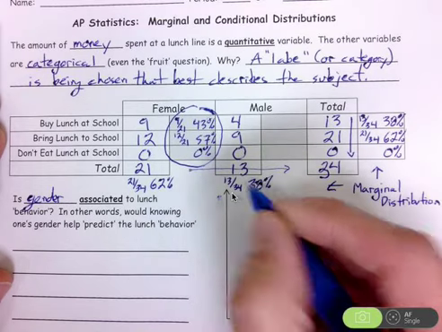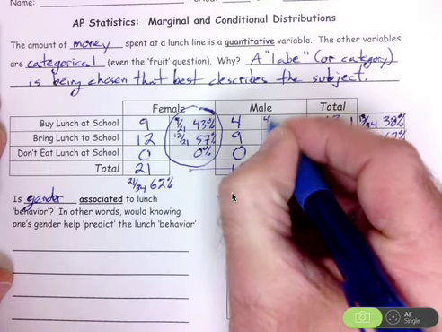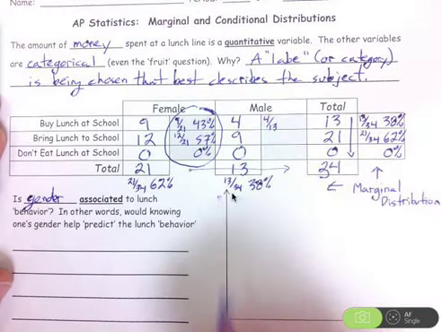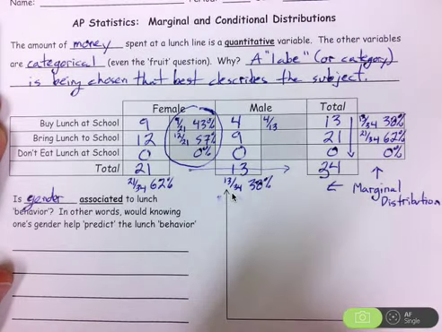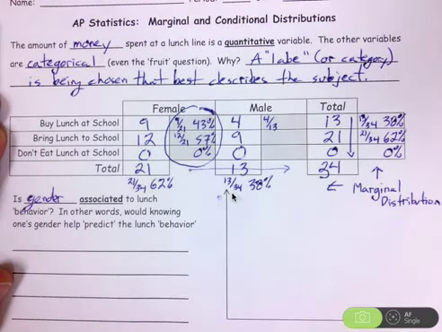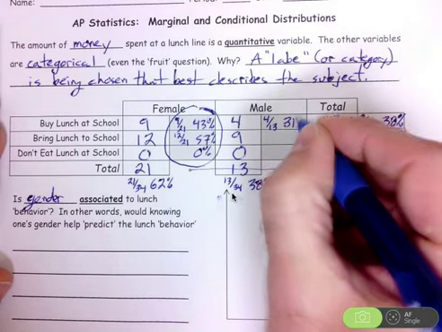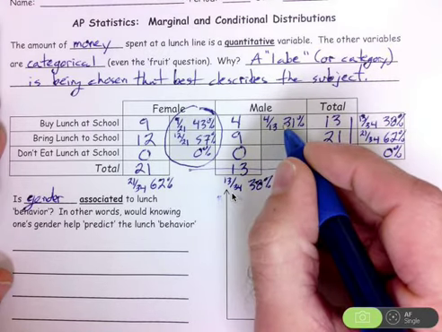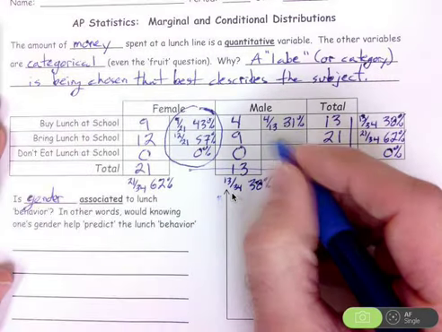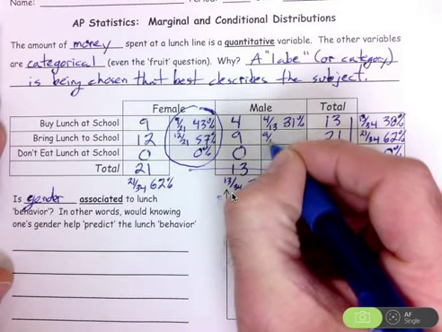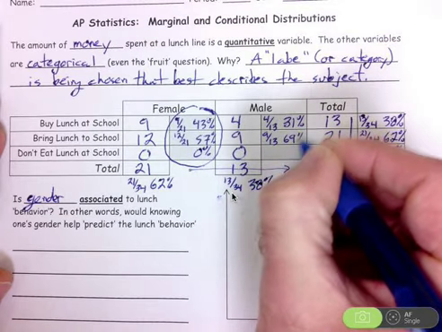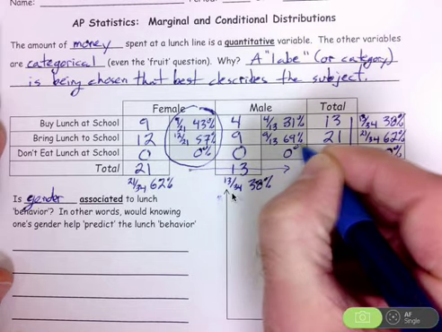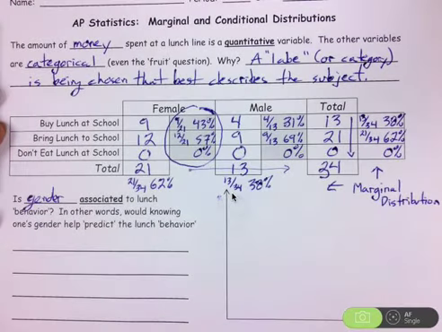So for the males, we have a different size. 13 is the size of the, quote, if you will, sample of males. So 4 out of 13, that's 31%. So 31% of males buy their lunch. So that leaves us 9 out of 13, that would be about 69% bring their lunch, and again 0% that don't eat their lunch at school.